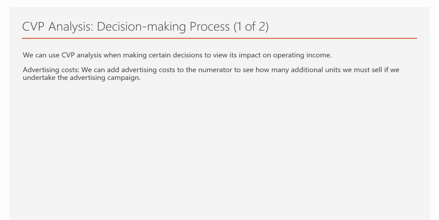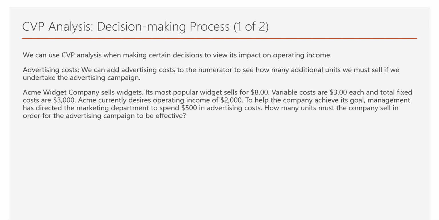Advertising costs. We can add advertising costs to the numerator part of that formula to see how many additional units we must sell if we undertake an advertising campaign. Let's take a look at Acme Widget again. I love Acme Widget. I don't know why, but I just love Acme Widget Company. Acme Widget Company sells widgets. Its most popular widget sells for $8. Variable costs are $3 each, and total fixed costs are $3,000.